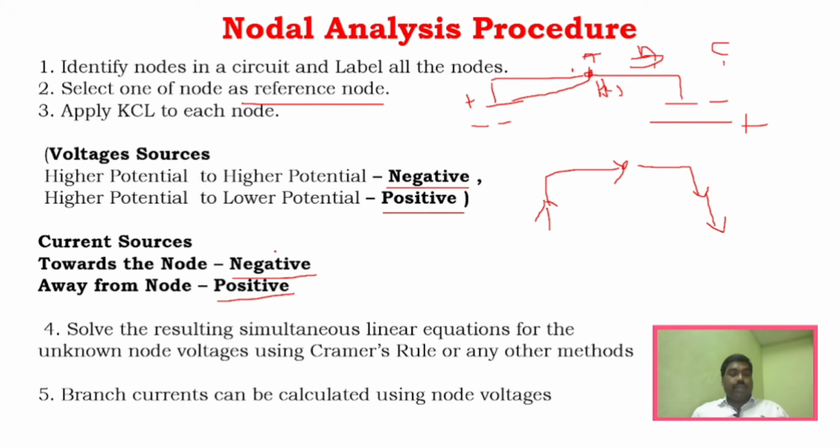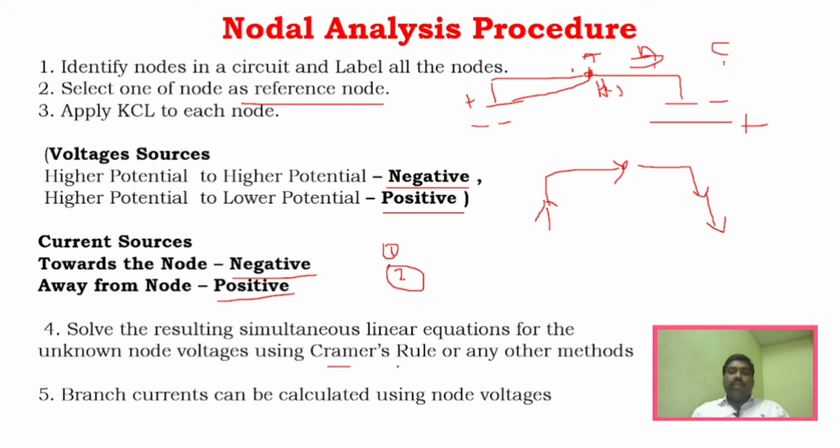Once you form the equation, you will simplify it and you will get equation 1 and equation 2, and depending upon the circuit you will get 2 or 3 equations. Those equations can be solved using any method. You can use a calculator, or Cramer's rule, or even the manual calculation method. Already we have seen a problem using Cramer's rule for mesh analysis. You can also refer to that video to understand Cramer's rule.